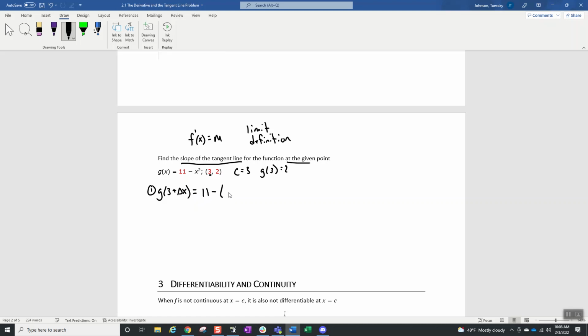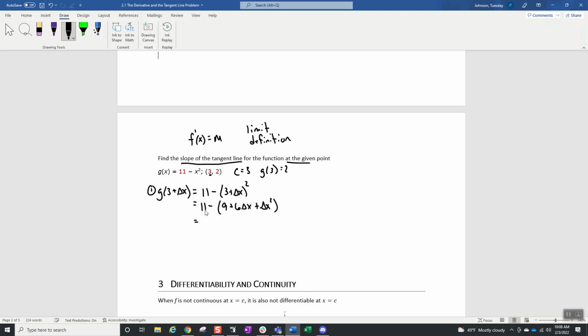11 minus 3 plus delta x all squared. This is 11 minus, okay, so we got 3 squared is 9, plus 6 delta x, plus delta x squared. You should verify that. This would be one of those things I write on the board, and you would say, oh, wow, you're so great, Tuesday.